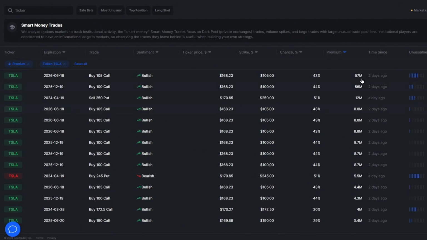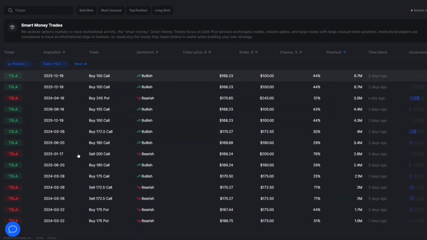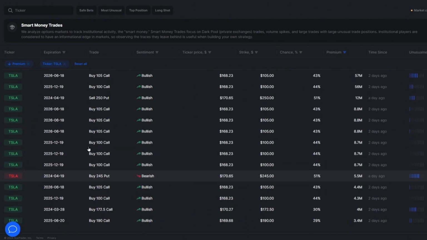And now I can see in the last day or so, 2 people placed very large call options. And I say people, institutions, $57 million and $56 million for call options expiring at the end of the year and in the middle of 2026. So that gives you an insight. There's a lot of bullish activity going on here in terms of very large trades. And that might again give you some feeling about which way the stock might be heading, at least which way the market expects the stock to be heading.